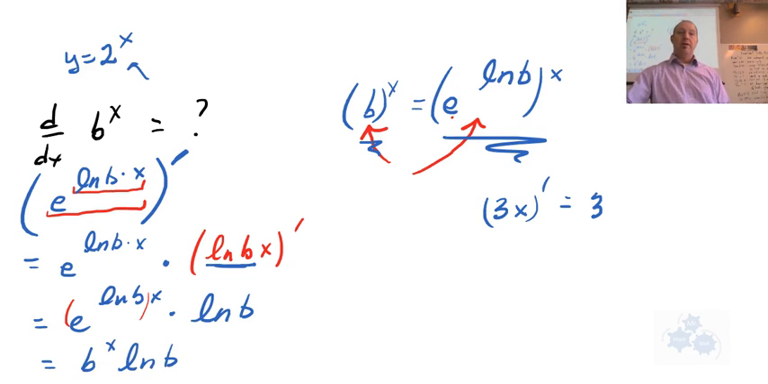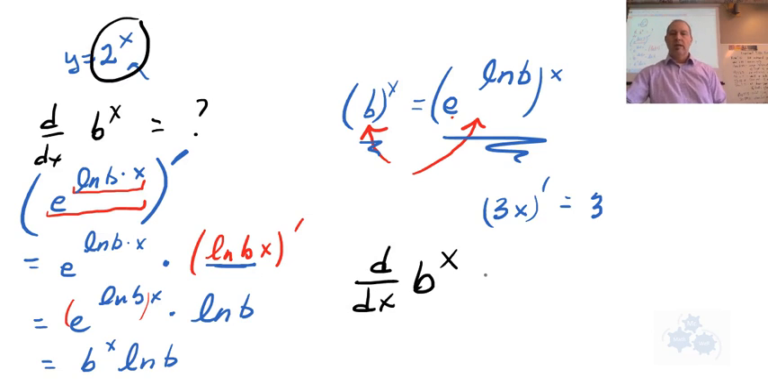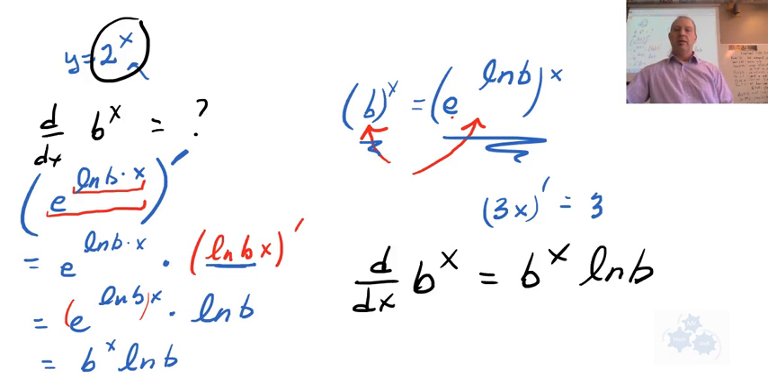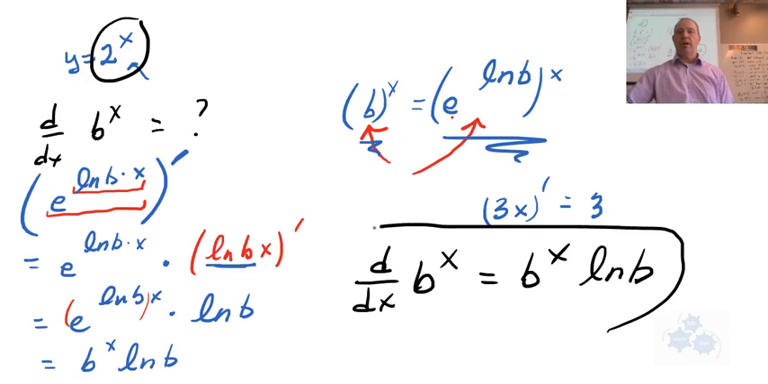So the derivative, so here we go, this is important. The derivative with respect to x of b to the x, that's any exponential function, is simply b to the x times the natural logarithm of whatever that base is, b. So the derivative of b to the x is b to the x ln b.